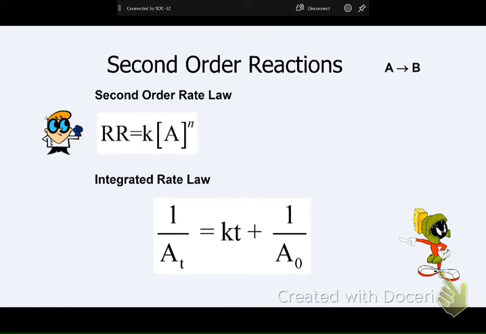second order reactions will look like this, right? What's n in a second order reaction? 2, right? So this will be 2 for second order. It's the same equation form, you just change the order. When you integrate, you get a different equation.